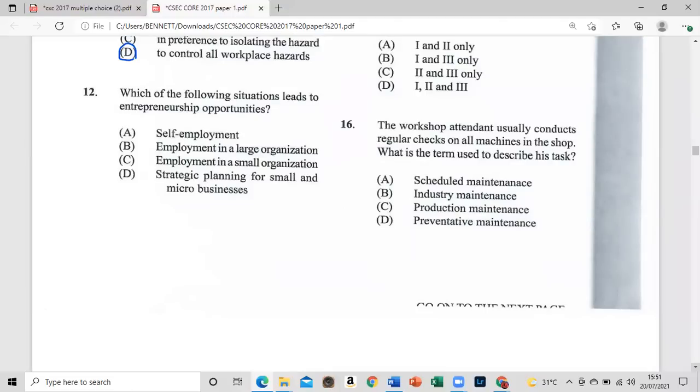All right, number 12. Which of the following situations leads to entrepreneurship opportunities? Is it A, self-employment, or is it B, employment in a large organization? I want to let you know, working in a large organization doesn't necessarily mean that you're going to be treated with respect and support. You know, sometimes a smaller organization will give you more love and appreciation.